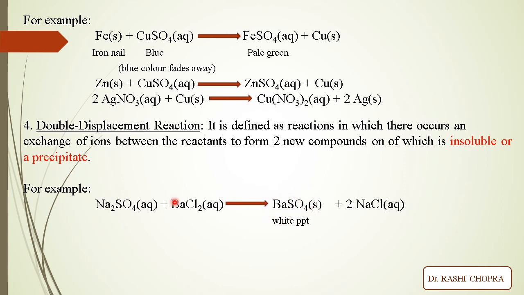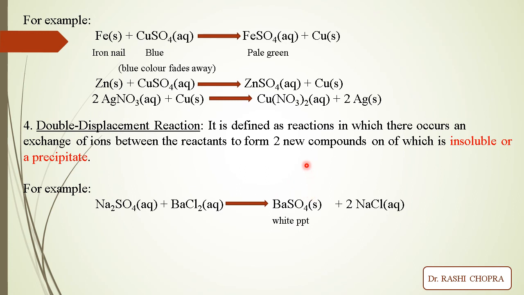The barium ions have displaced the sodium ions to form barium sulfate, and the sodium ions have displaced the barium ions to form sodium chloride, NaCl. This would be present in the solution itself, but the white precipitate of barium sulfate you're going to see in the test tube. So this insoluble precipitate formation is an essential criterion for a double displacement reaction.